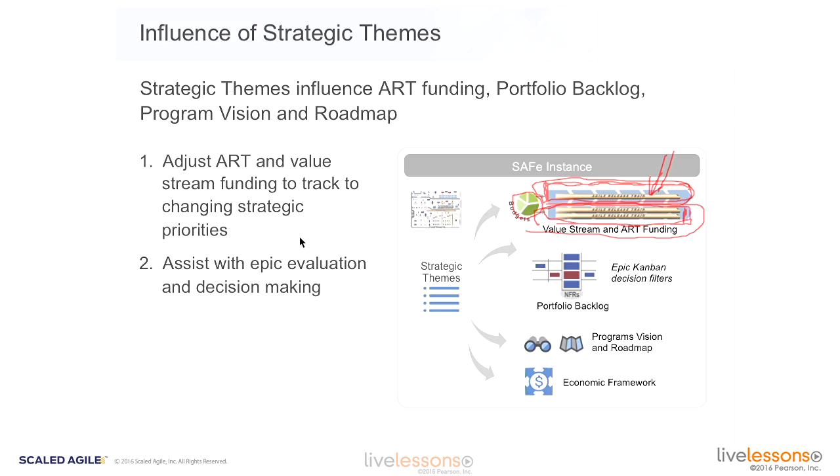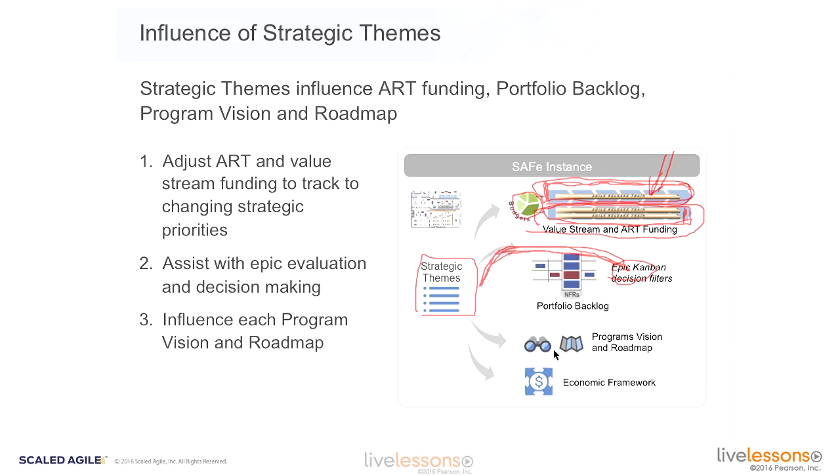We'll talk about epics next, but the strategic themes are one of the things that we use to determine whether or not a particular epic of interest here is a good epic. How we prioritize the larger work that we do is based in large part on how it maps to the strategic themes. And of course, it influences the vision and roadmap.